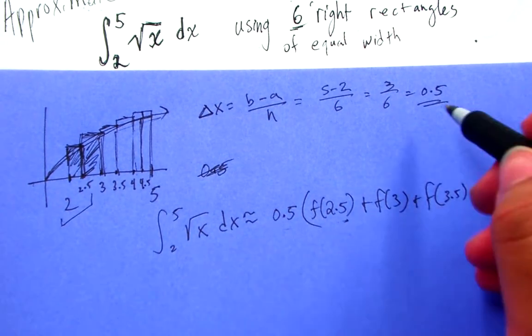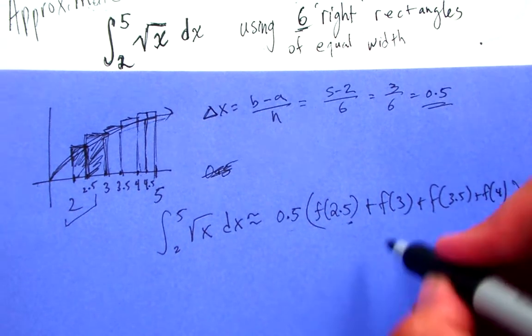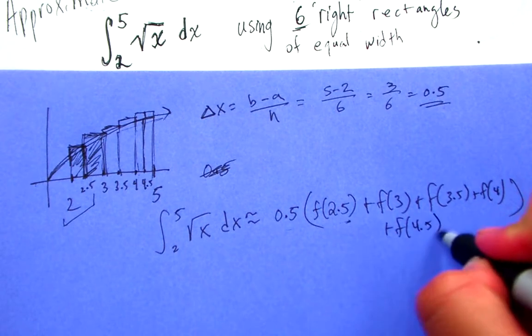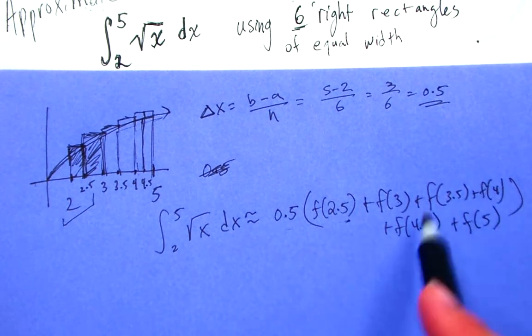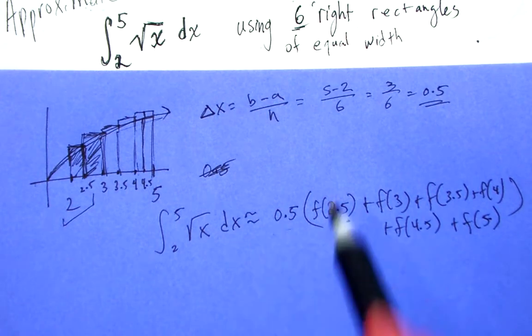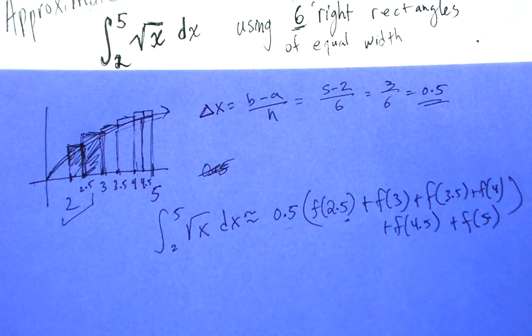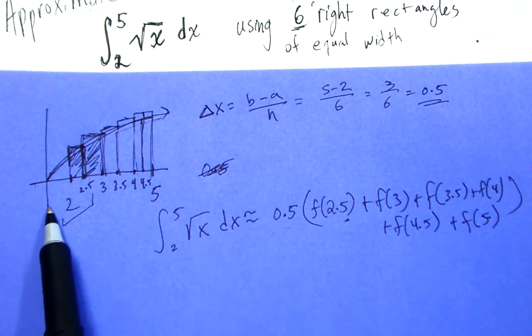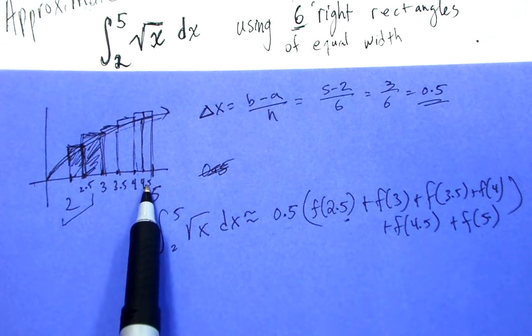Why? Because I'm doing a right rectangular approximation method. So f of 4 plus f of 4.5 plus f of 5. You'll notice I have 1, 2, 3, 4, 5, 6 heights, all multiplied by the same base width. So when I distribute it, I have 6 rectangles there. Were I doing a left rectangular approximation method, I would have used f of 2, and then 2.5, 3, 3.5, 4, and 4.5 to get me 6 that way.